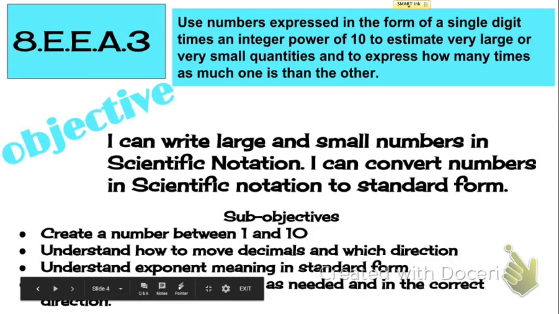So we have a new standard, and our new standard is basically using numbers expressed in the form of a single digit times an integer power of 10 to estimate very large or very small quantities and to express how many times as much one is than the other. So our objective is: I can write large and small numbers in scientific notation. I can convert numbers in scientific notation to standard form. Today we are just looking at writing large and small numbers in scientific notation.